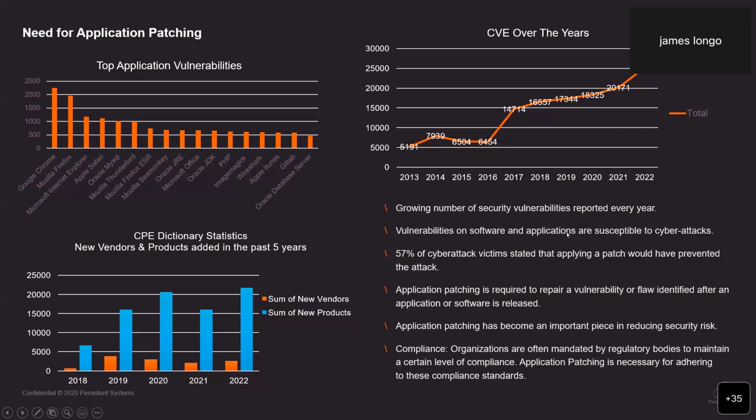Vulnerabilities on software and applications are susceptible to cyber attacks. 57% of cyber attack victims stated that applying a patch would have prevented the attack. That's an incredible statistic if you think about it. We hear about this all the time. Companies who don't patch are vulnerable to attack, and they get attacked, and then it costs them millions of dollars to fix the damage done by the attack. And that could have been prevented had they just patched their systems. So it's very important, obviously, to keep up on patching your systems.